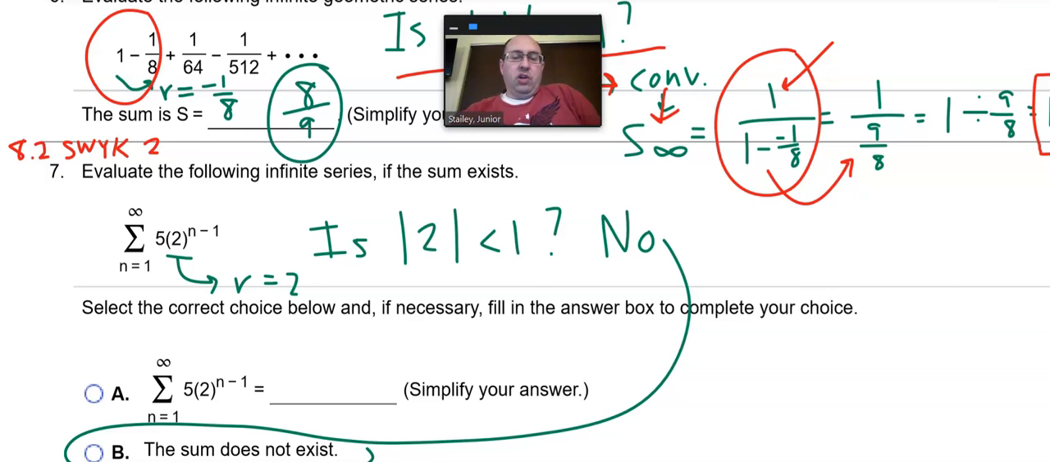8.2 Week 2, starting with question 7 here. We're evaluating the infinite series. We can tell this is geometric, right? It looks like an explicit form, or the explicit formula for a geometric, because it's based on the exponential form.